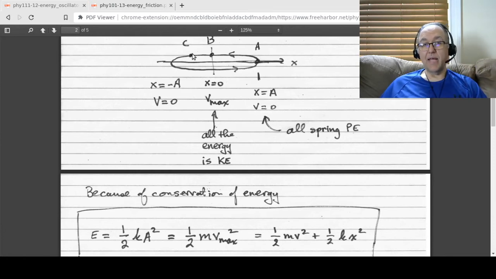Okay, and then finally at some point C, which is where it's neither all kinetic nor all potential, you can't reduce it to one or the other. You have to have both. Okay, so here this last form is basically at point C, where you have 1/2 mv squared plus 1/2 kx squared. So you have a little bit of both kinetic and potential energy.